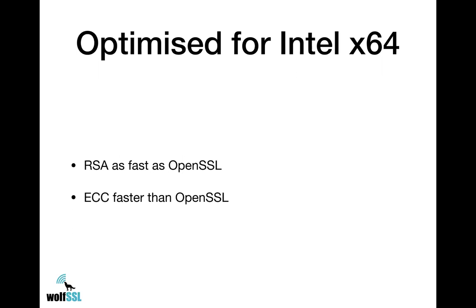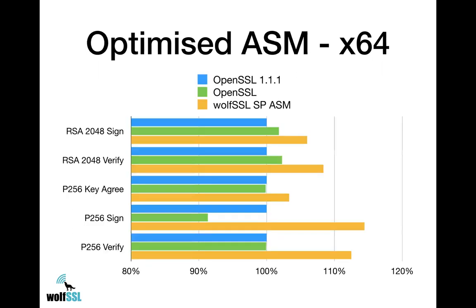So RSA is as fast as OpenSSL. And the ECC, it's faster than OpenSSL. So let's look at the actual numbers here, or the percentages anyway. We've got here the standard operations that you'll want to do, RSA 2048 sign and verify. And using P256 for ECC, you've got a key agree. OpenSSL doesn't give you numbers for the key generation, so I haven't been able to do that comparison. And the P256 sign and verify for ECDSA.